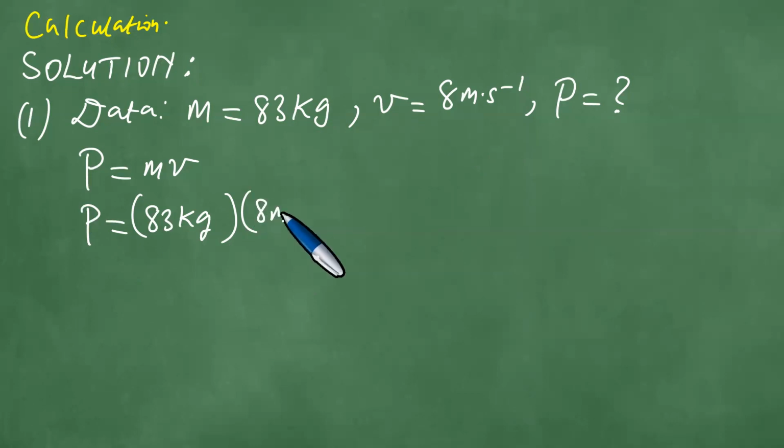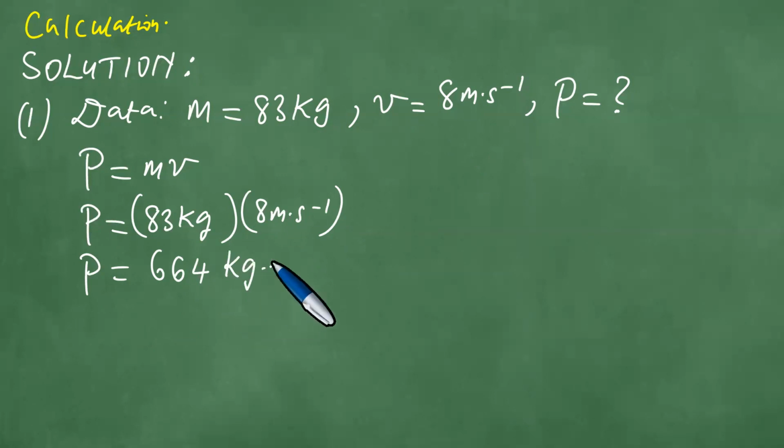The cyclist is the person who is riding on the bike. Therefore, we have 83 by 8, and 83 times 8 is 664 kilograms meters per second. Momentum is a vector. When you state your momentum, always give the direction. What is the direction of the cyclist?